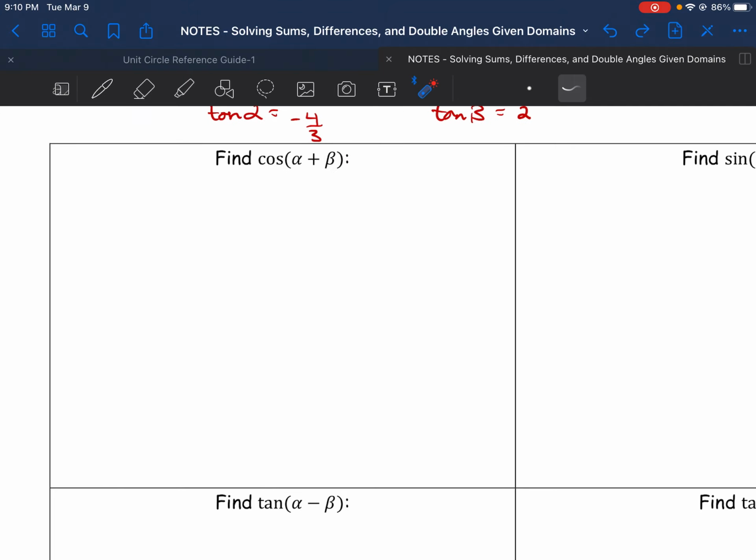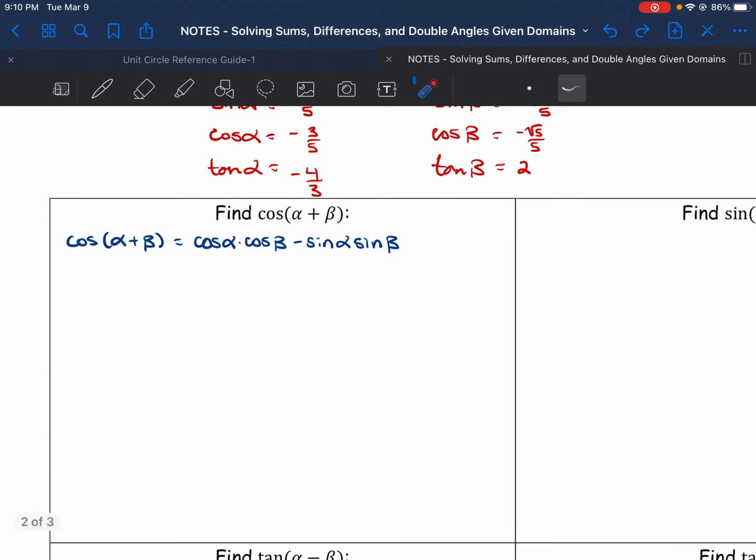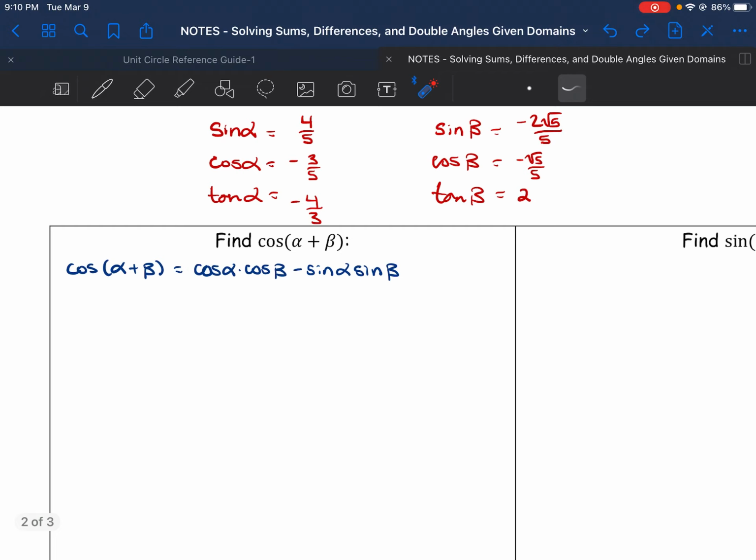We want to find the cosine of alpha plus beta. Well, cosine of alpha plus beta, we have a formula for that, of course. We've been working with it the last few lessons. Cosine of alpha plus beta is cosine alpha cosine beta minus sine alpha sine beta. Well, we know that cosine alpha is -3/5. We know that cosine beta is -√5/5. We know sine alpha is 4/5, and sine beta is -2√5/5. So we plug in all those values.